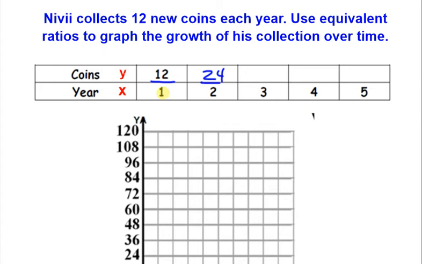So how do we get from 1 to 3? Well, we triple it. So triple 12 and you will get 36. How do we get from 1 to 4? Quadruple it. So you're going to quadruple 12 and you're going to get 48. How do we get from 1 to 5? We multiply times 5. So 12 times 5 is going to be 60.